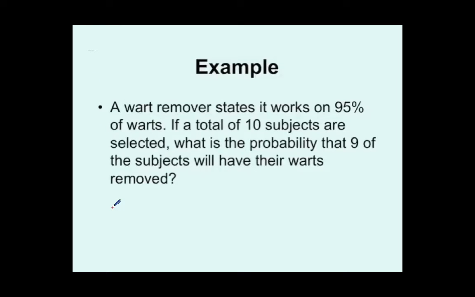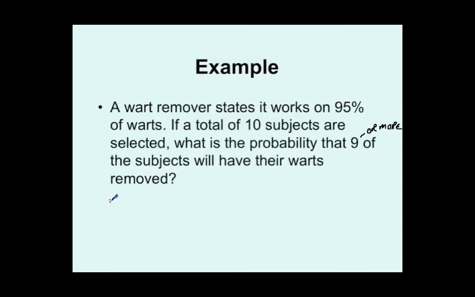All right, so let's start off looking at an example of a problem that we would use the binomial distribution for. Let's say we have a wart remover that states it works on 95% of warts. If a total of 10 subjects are selected, what is the probability that 9 of the subjects have their warts removed? I'm going to modify this slightly, 9 or more. So we're going to make it go out to the right. Okay, so a slight modification there, but it'll make it a little more interesting if we do. So what's the probability that 9 or more of the subjects will have their warts removed?